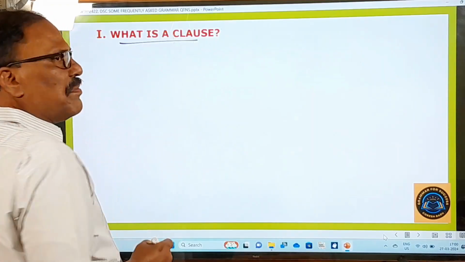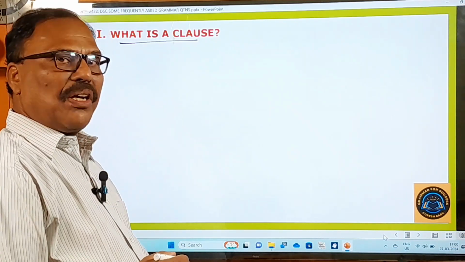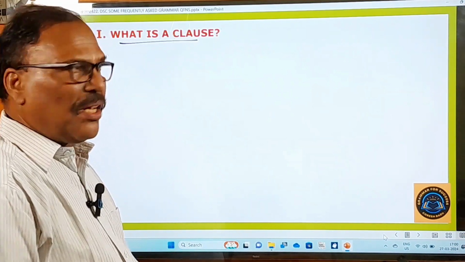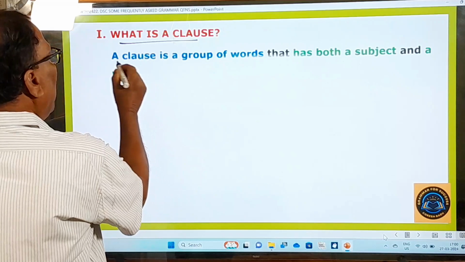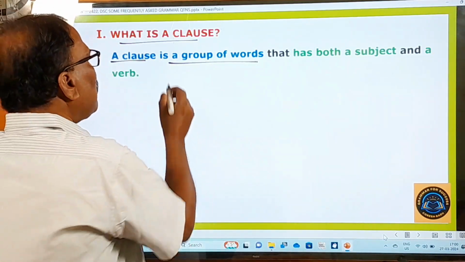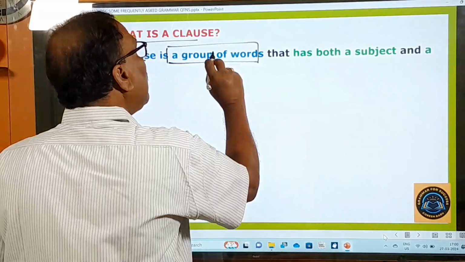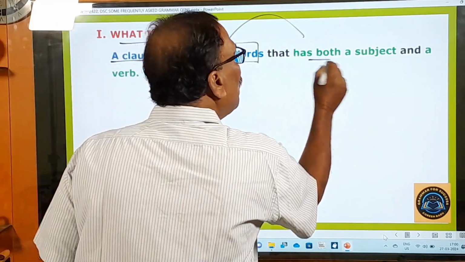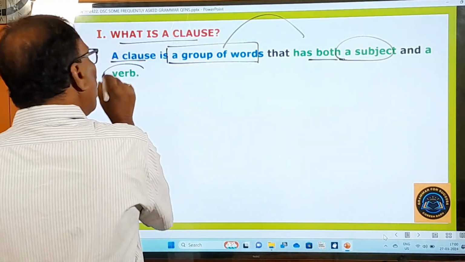What is a clause? First of all, let us try to understand what a clause is. A clause is a group of words. And what kind of group of words? That has both a subject and also a verb.